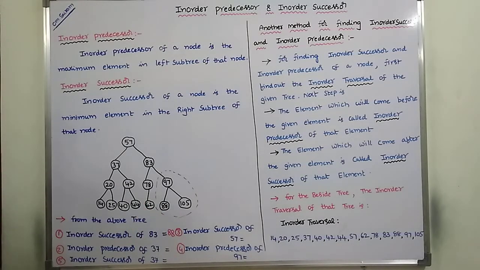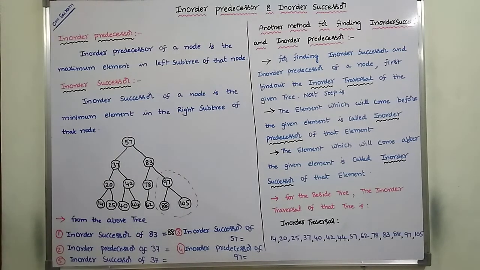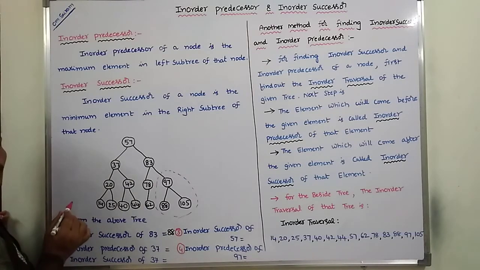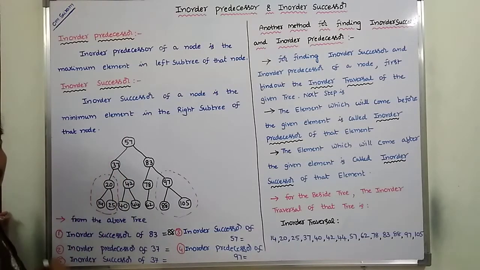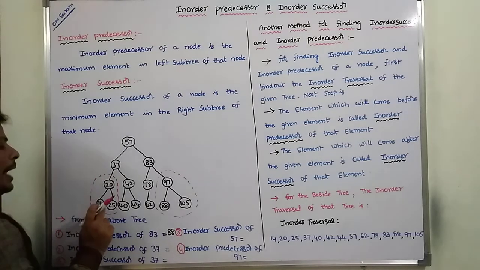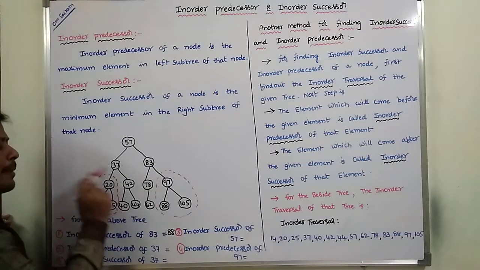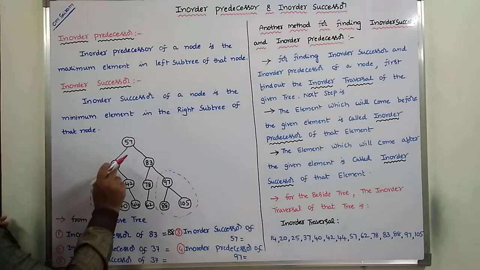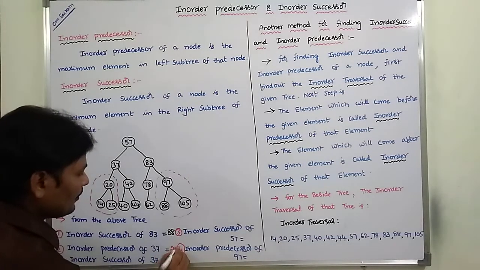Okay, next one. Now consider the inorder predecessor of 37. This is node 37. For finding out the inorder predecessor, we have to consider the left subtree of that node. We have to consider the left subtree of node 37. In that one, we have to find out the maximum element. So 20, 14, 25. In that one, the maximum element is 25. So 25 is the inorder predecessor of 37.